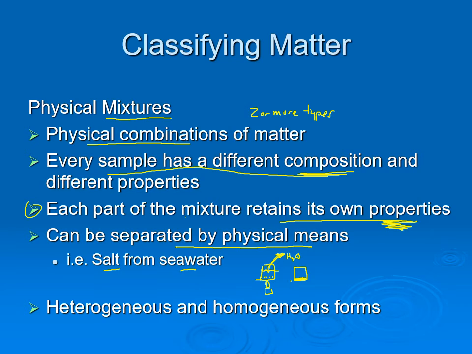So not really difficult. There are two ways that we can classify matter. They are heterogeneous and homogeneous. Heterogeneous is where the parts look different. And homogeneous is where the parts look the same.